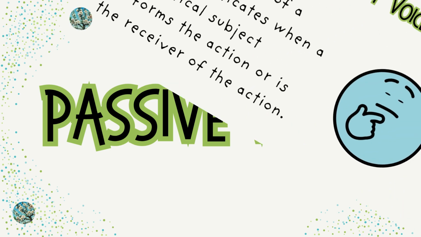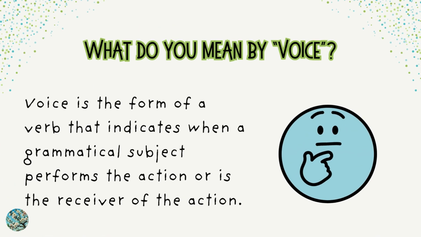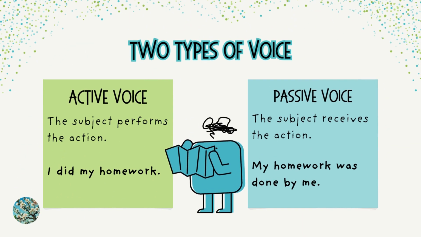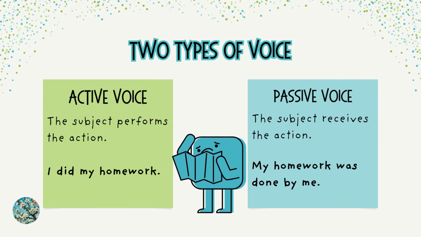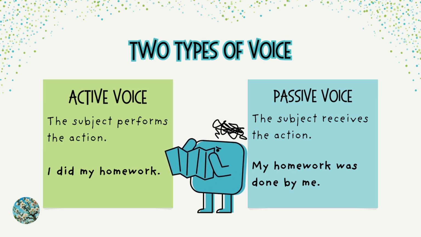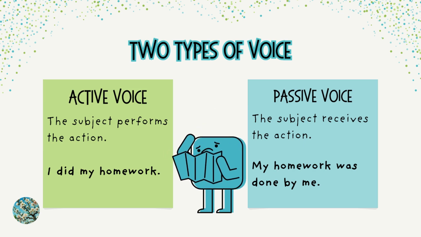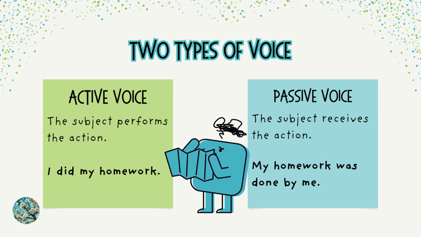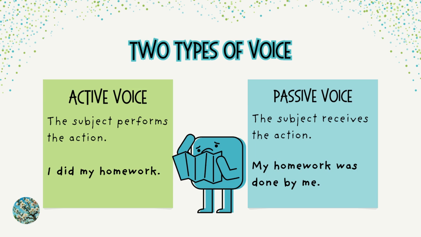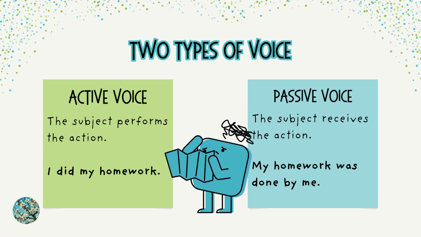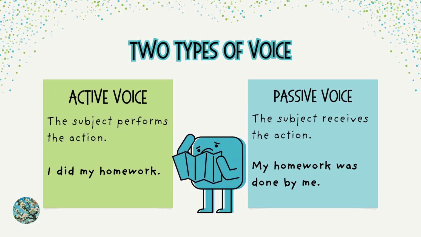Let's start. First, what do you mean by voice? Well, voice is the form of a verb that indicates when a grammatical subject performs the action or is the receiver of the action. There are two types of voice, the active and the passive. The active voice is when the subject performs the action. For example, I did my homework. While the passive voice is when the subject receives the action. For example, my homework was done by me.